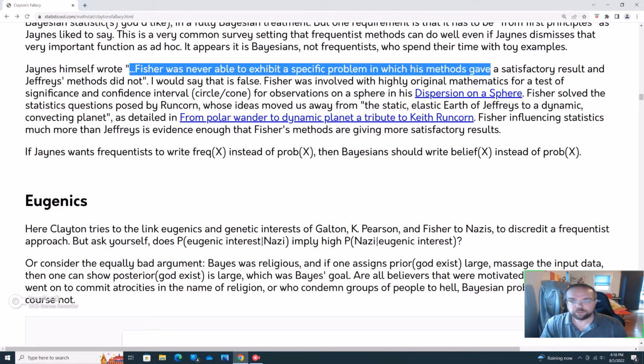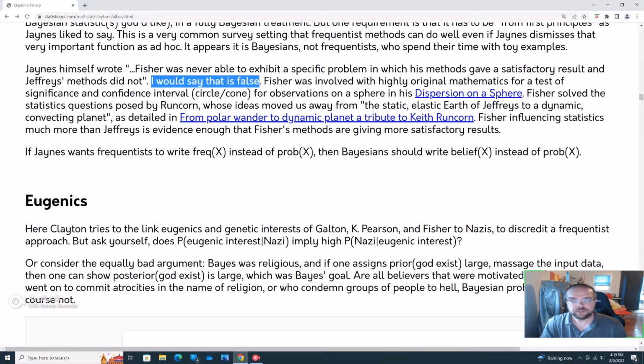Jaynes himself wrote, Fisher was never able to exhibit a specific problem for which his methods gave a satisfactory result and Jeffreys' methods did not. And I think that's false, because Fisher was involved with very original mathematics for tests of significance and confidence intervals for observations on a sphere. And of the many things Fisher did, he solved those statistics questions. And those ideas moved us away from the static, elastic Earth of Jeffreys to a dynamic convecting planet. And I have the paper there to show that. So that right there is an example.